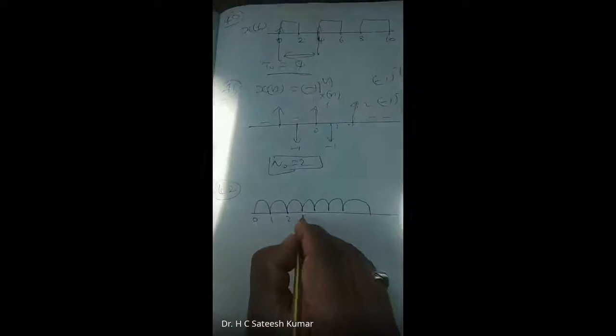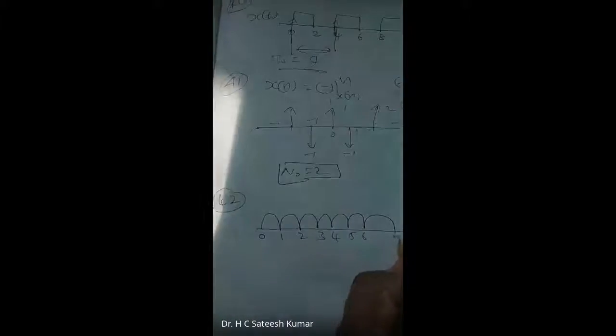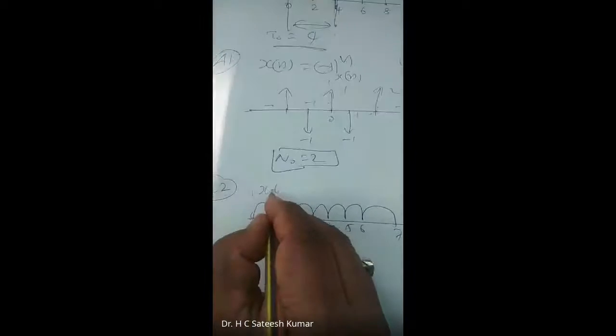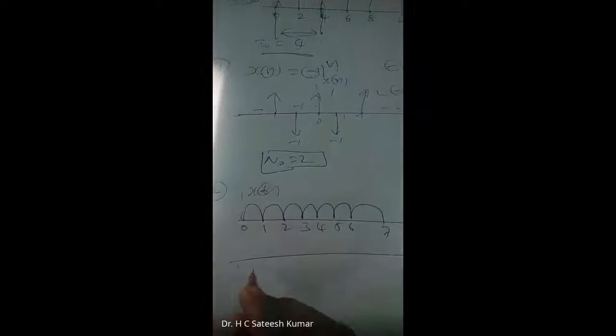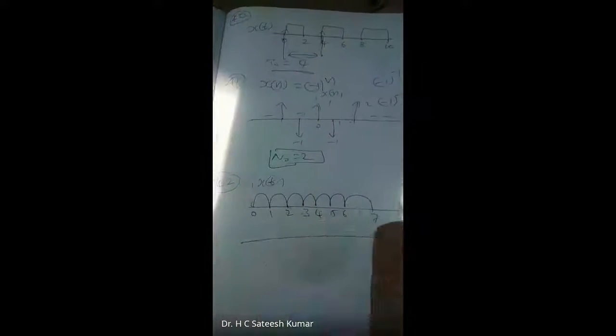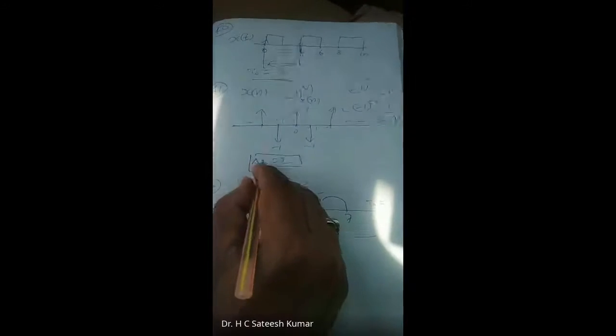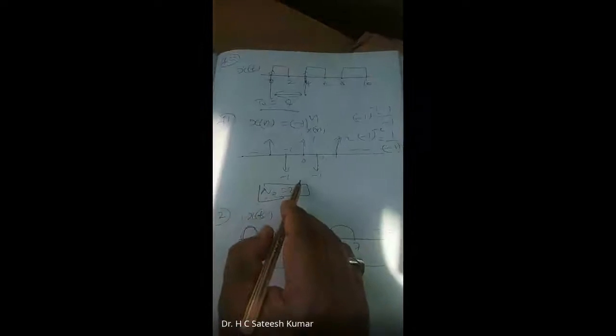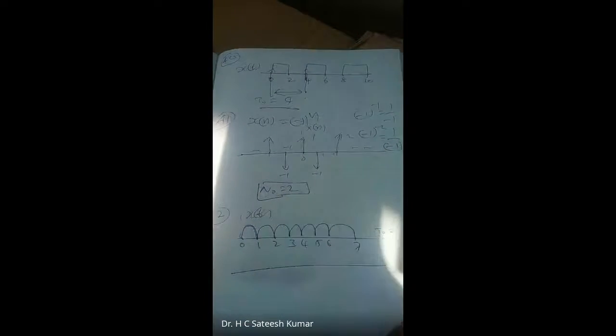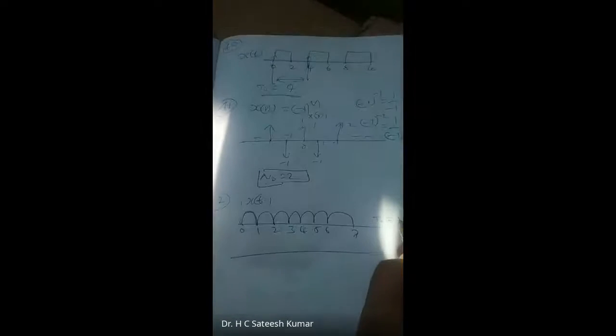0, 1, 2, 3, 4, 5, 6, 7. This is your x of t. Similarly, what is the period? Here, after this interval, it is repeating. Therefore, t naught is equal to, for continuous I'll write t, but for discrete I'll write n naught. Here we have written t naught. This is discrete. So, t naught is equal to 1.